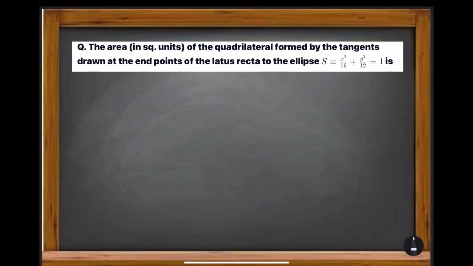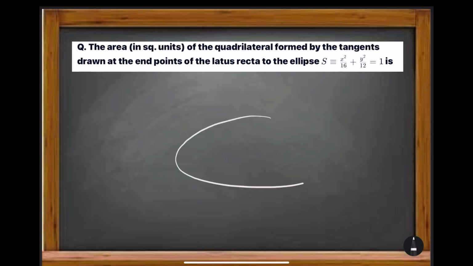Okay, so we got this situation. The area of the quadrilateral formed by the tangents drawn at the endpoints of latus recta. So this is the plural form of latus rectum. They are talking about two latus rectums. At the endpoints, you have to drop tangents. So you know that it is a horizontal ellipse.